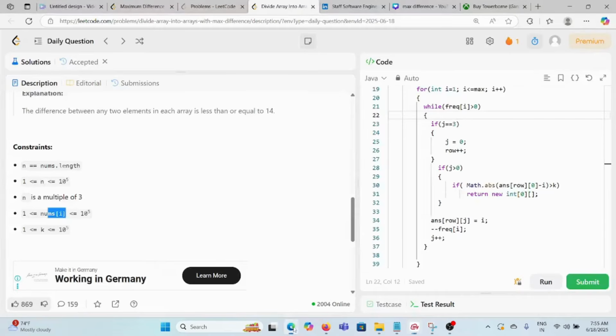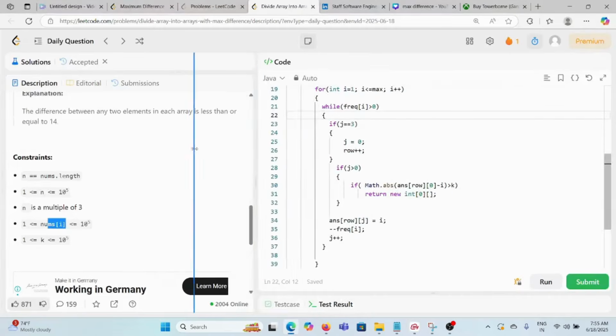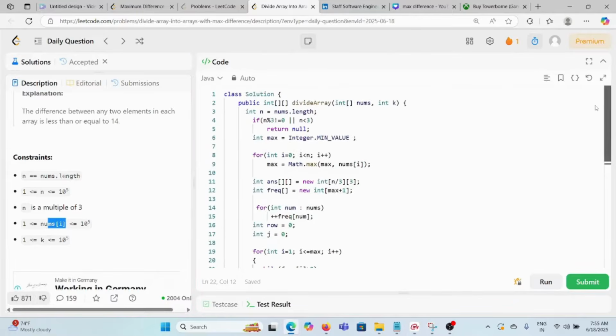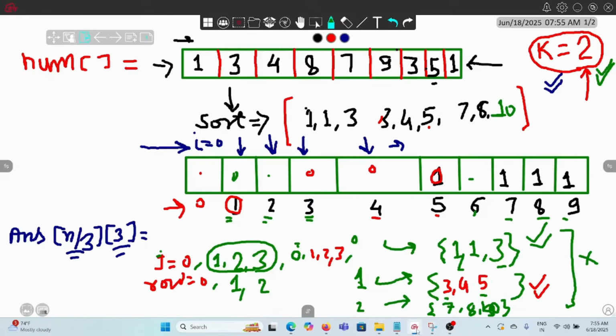Let me show you my corresponding code. So see here what we are doing. First of all, we are checking whether this n is equal to a multiple of 3 or not. Now see here, what I am doing is I am checking the maximum. First of all, I am checking the maximum in this nums array, right? We got first the maximum, like in this case we got max equal to 9. Then 9 plus 1, we created this frequency array. Let's say we are calling it frequency array, right?